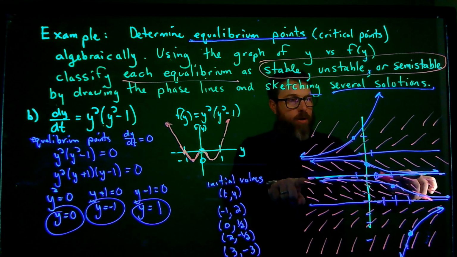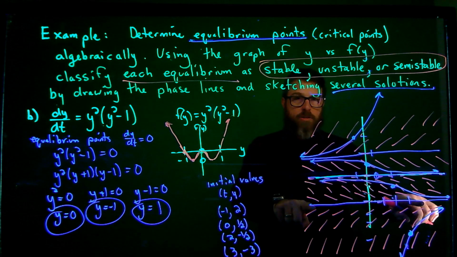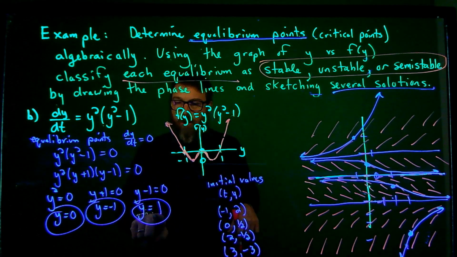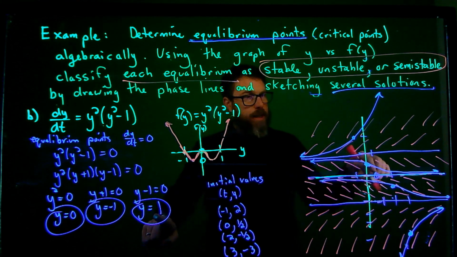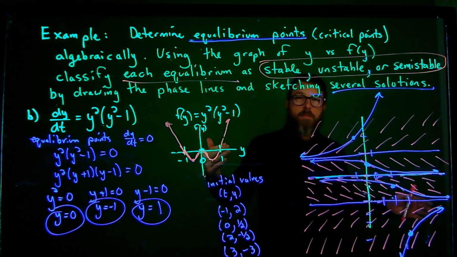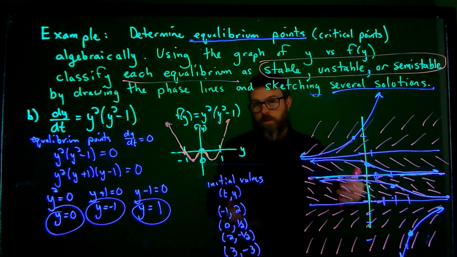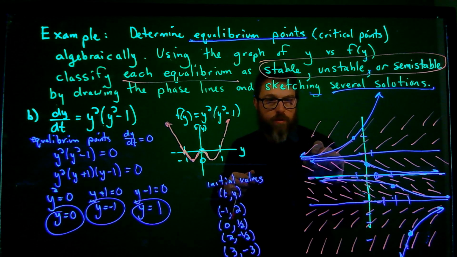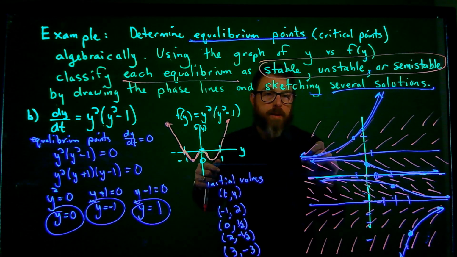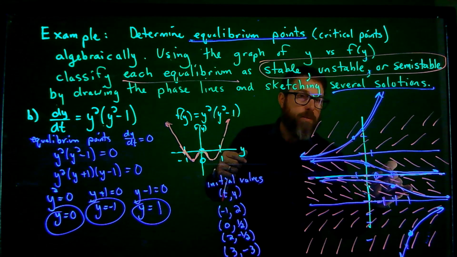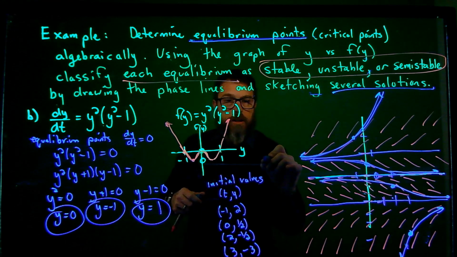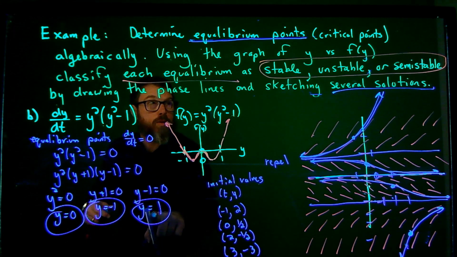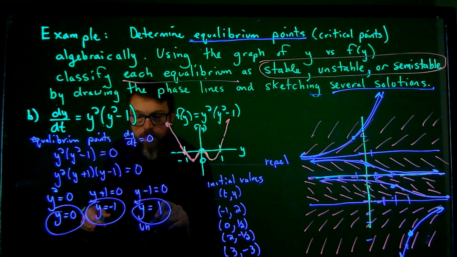So looking at our horizontal tangent line solutions, let's look at the top one here. How about at 1? So at y equals 1, we have to ask ourselves, is it attracting, is it repelling, or is it doing one of each? So we can see that our solution curve here, if I start over here, is going away from that equilibrium. And same thing here, if I start here, it's going away from that equilibrium. So you can see that this is repelling, which means 1 is going to be unstable.